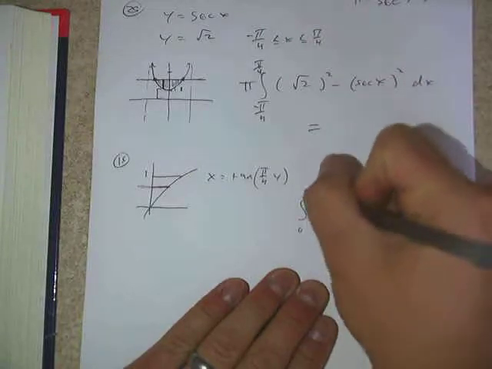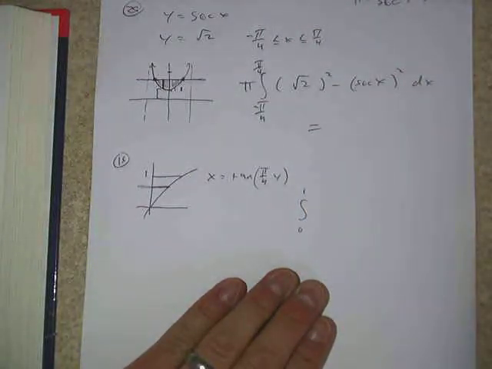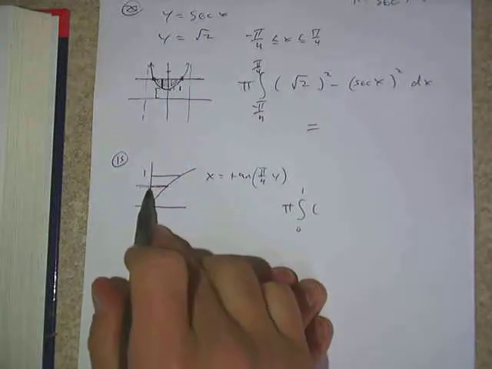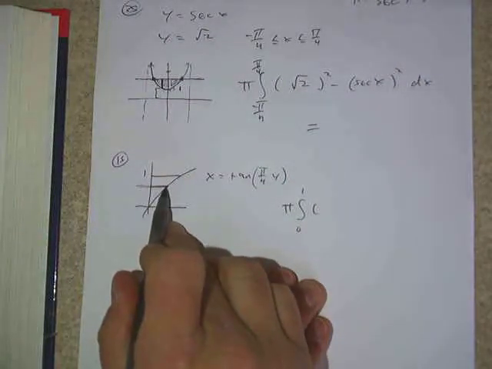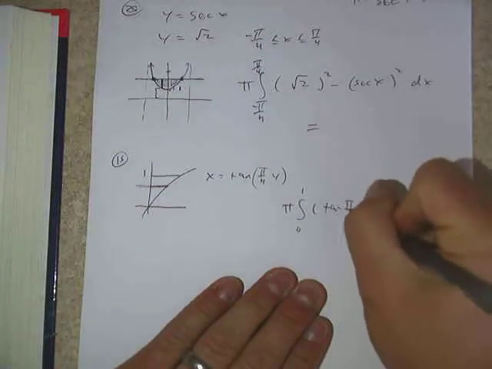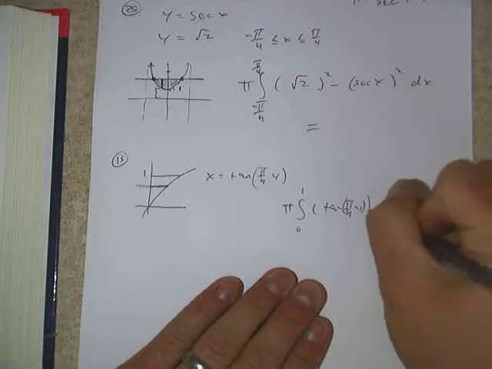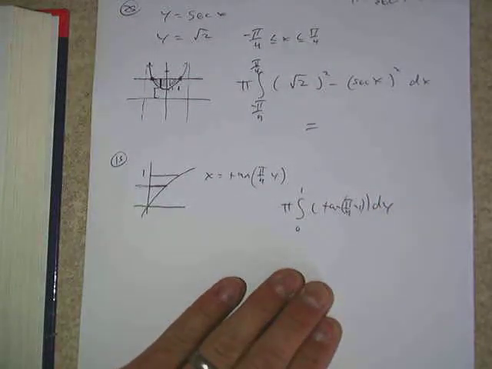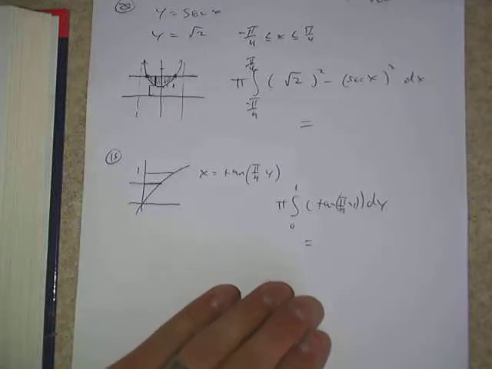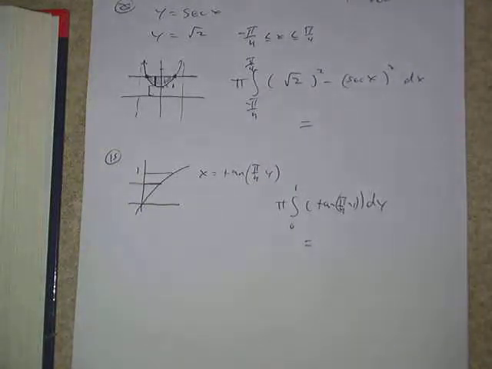And so in general, we're going to go from 0 to 1 this time because we're in the y direction. And our disk method is pi times the radius squared. The radius of the disk is going to be defined by that x value. And that x value is defined by the function, which is tangent(pi over 4 y). Thickness, of course, is dy. And once we do that, type it in and get our answer.